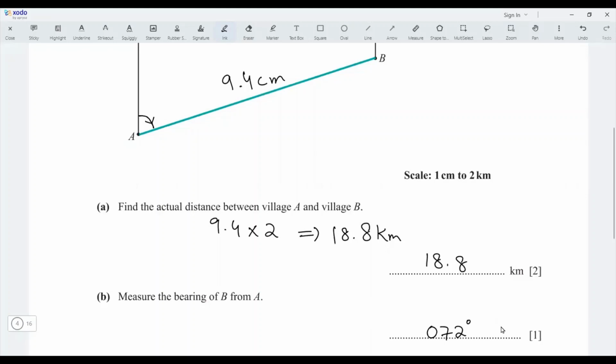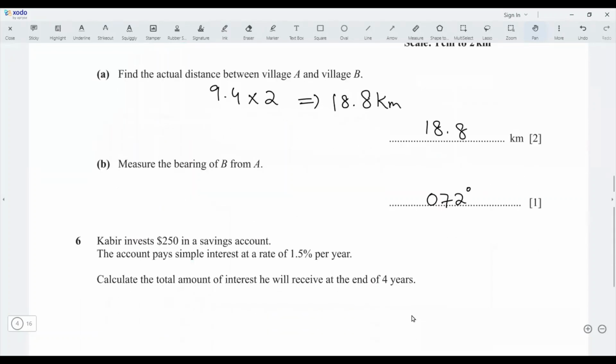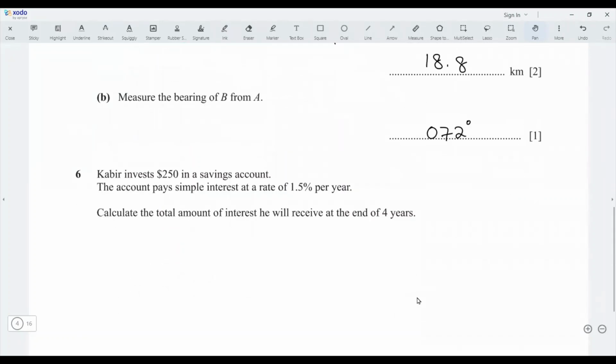Basically, if the angle is a two-digit number, you have to write down 0 before it, because it's a bearing. So for a bearing, you have to write 0 before a two-digit number. So, moving quickly towards question number 6, it's related to simple interest.